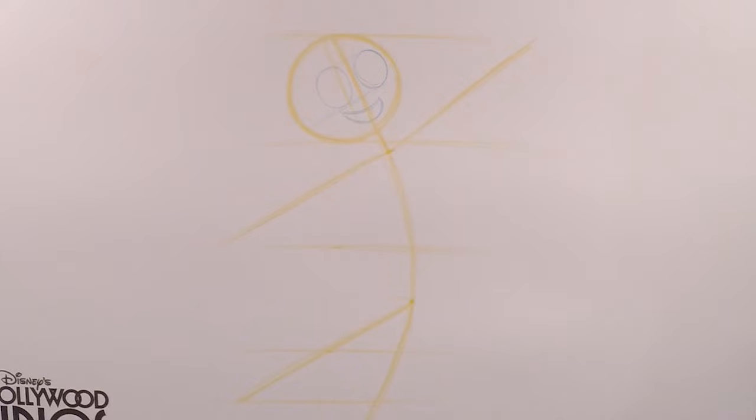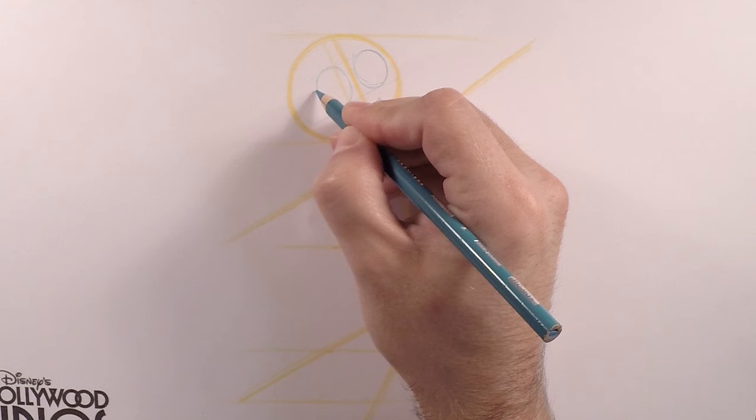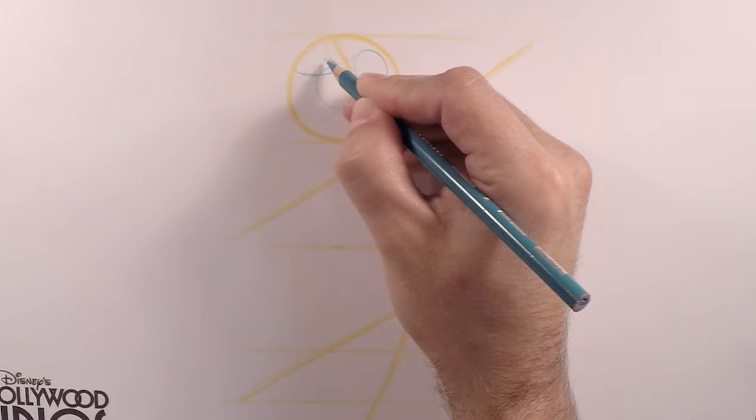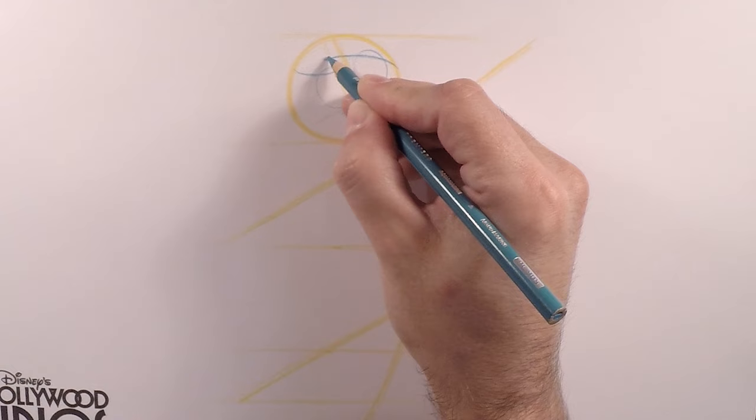For her hair, we're going to start here at the top of our circle, about halfway between the eye and the edge of our circle. And her hair is going to sweep down over the top of her eye, and then we'll curve it back up a little bit, and then sweep over the top of her other eye to the edge of our circle. So it almost looks like a sideways lightning bolt.